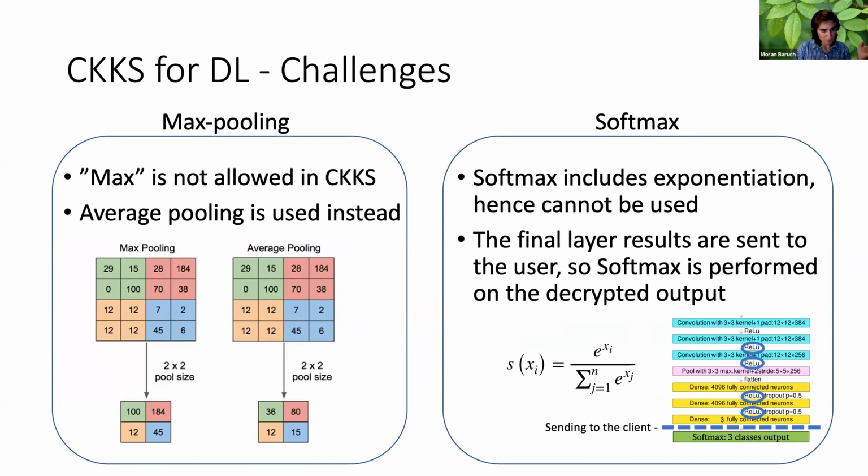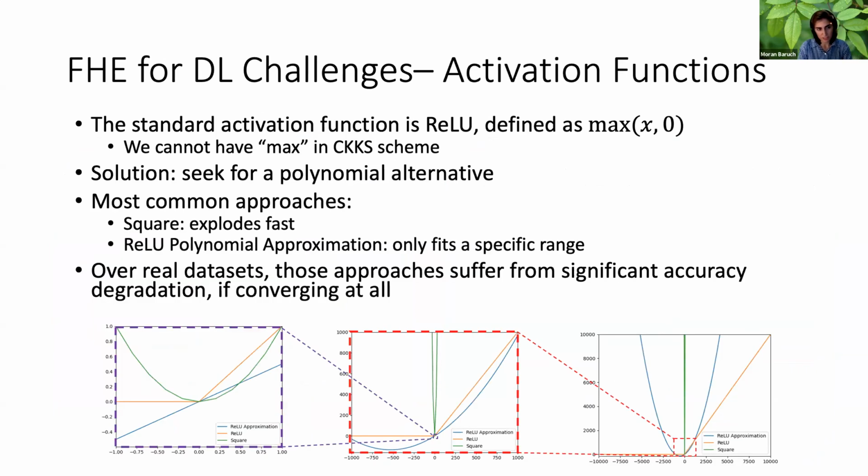But we still have the activation function issue. The standard activation function that we saw in AlexNet, for example, is called ReLU, which is defined as the maximal value between x and 0. But as we said before, we cannot have max in the CKKS scheme. So we settle for a polynomial alternative.